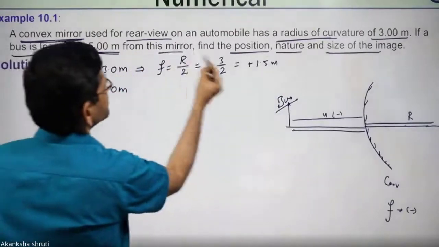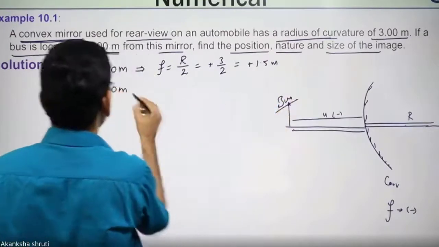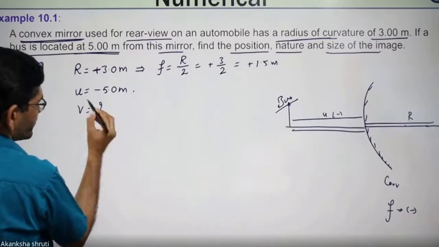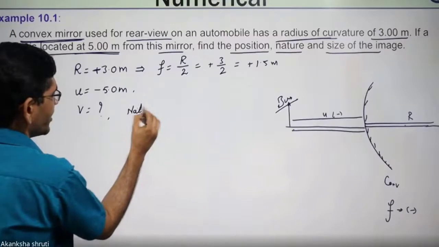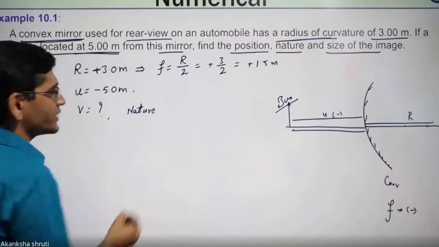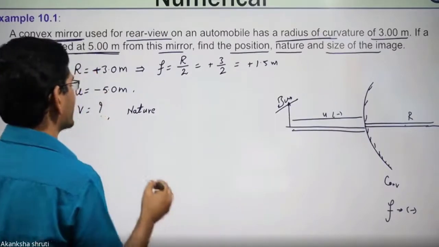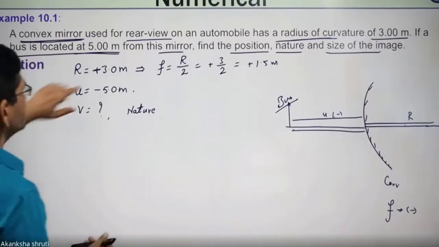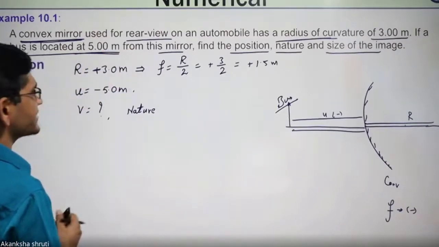From the mirror, find the position, nature and size of the image. What is asked? Where is the position of the image? Another term is the nature of the image. Nature means, a student, whether it is real, virtual, above the principal axis, below the principal axis, those things. Whether it is erect or inverted, those things. Now, a student, we are given the focal length and object distance; the image distance has to be calculated.